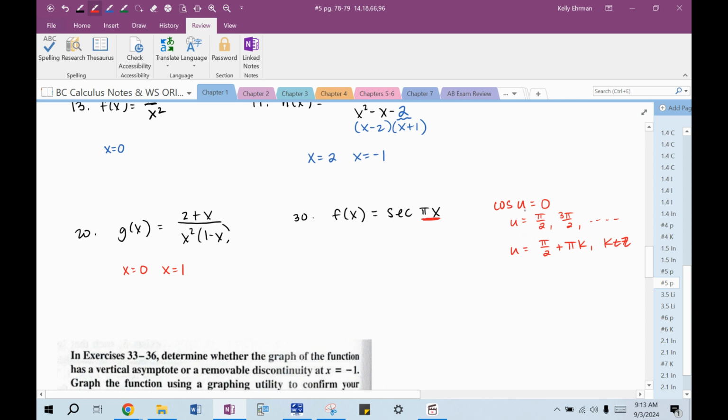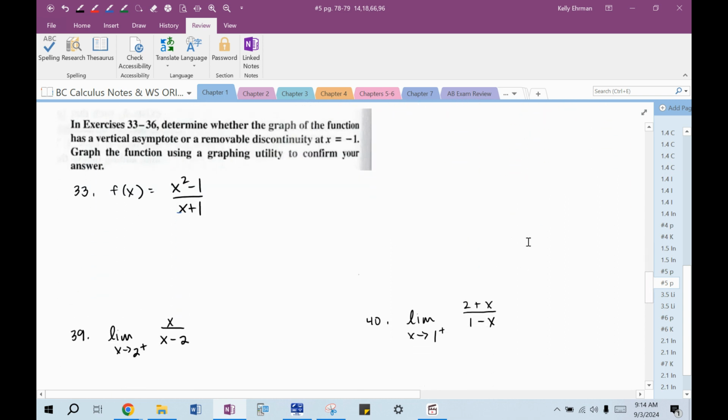So here, though, we have this expression. I used u intentionally instead of just x. So we're going to set pi x equal to pi over 2 plus pi k, where k is an integer. Now we need to solve this for x by dividing by pi. And every term gets divided by pi, including the k. So x is equal to pi over 2 divided by pi, which is just 1/2. Pi k divided by pi is just plus k. It's still true that k has to be an integer. So the asymptotes are happening at 1/2 radian, 1.5 radians, 2.5 radians, etc.